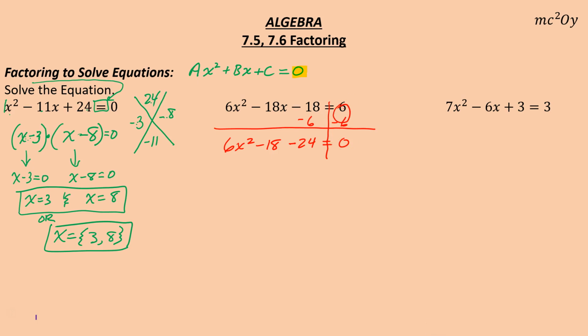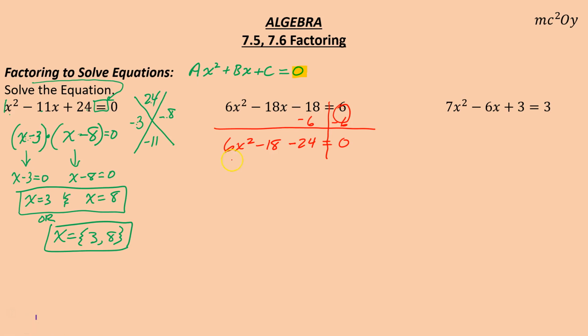Next step: look for the greatest common factor. 6, 18, and 24. 6 goes into all of them. 6 times what is 6x squared? That's x squared. 6 times what is negative 18x? That would be minus 3x. And 6 times what is negative 24? That's negative 4.